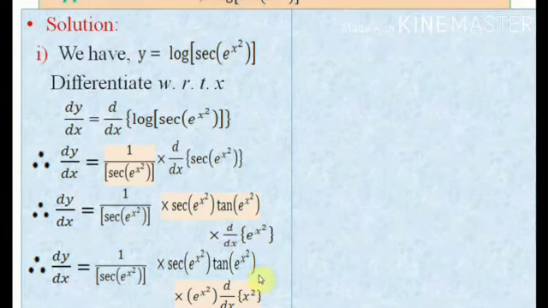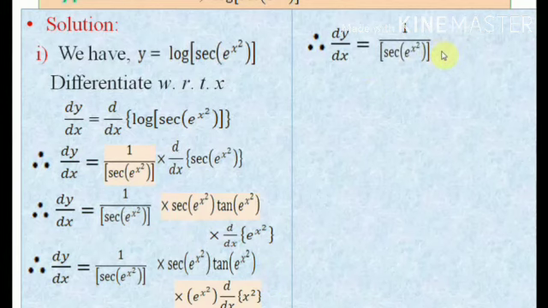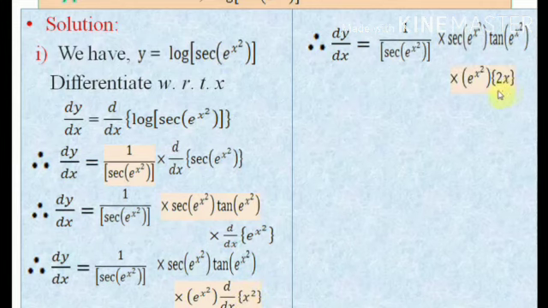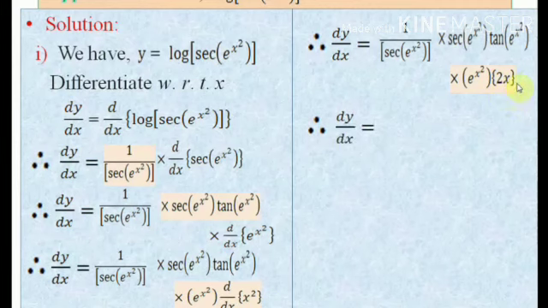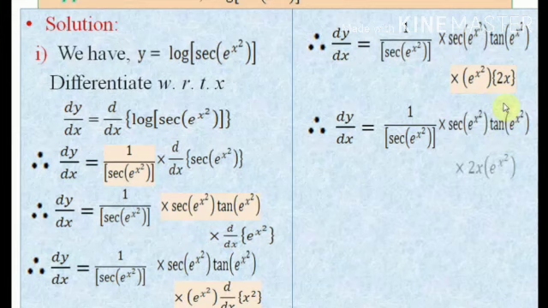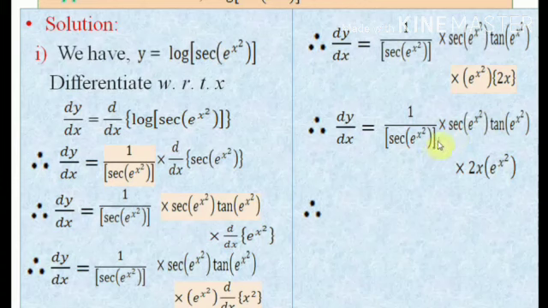Therefore dy by dx equal to first function as it is, 1 upon sec of e raised to x square, into sec of e raised to x square into tan of e raised to x square into e raised to x square, multiplied by the derivative of x square. That is the only change: the derivative of x square is twice x. Now only rearranging the terms, instead of e raised to x square into twice x, put twice x into e raised to x square. Again in that term, sec of e raised to x square in the numerator and denominator are to be cancelled.